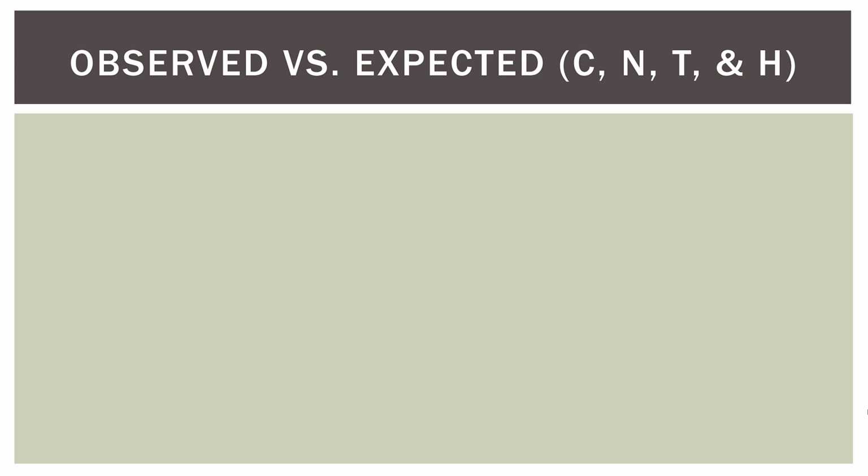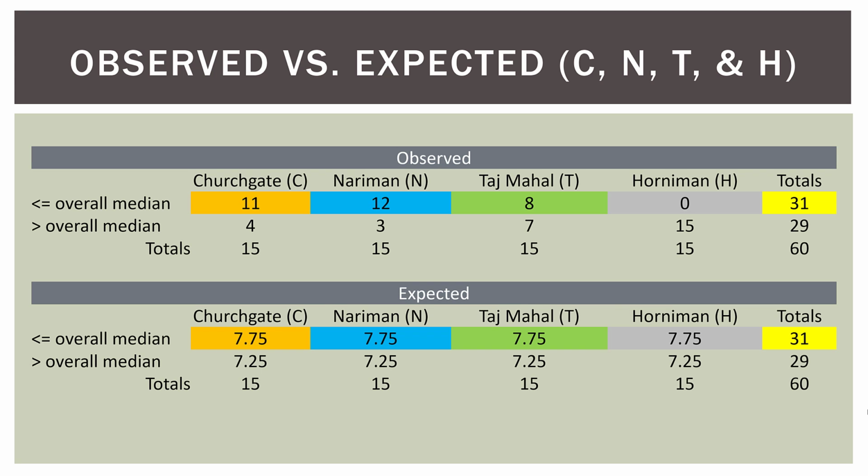Now let's do all 4 stores. So here we have Churchgate with 11, Netterman Point 12, Taj Mahal 8, and Horniman Circle with 0. And again, those are the number of observations that are less than or equal to the overall median of all 4 samples combined. Down below, we have our expected counts of 7.75 across the top row and 7.25 on the bottom row. And all of our columns sum to 15, and our overall is 60, so we know we did our math correctly.